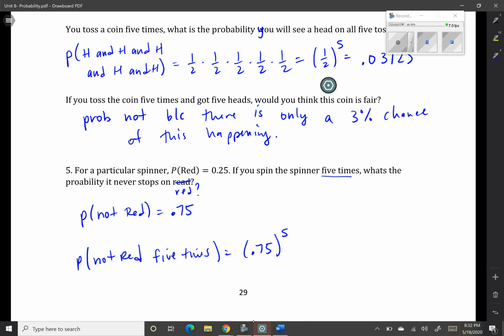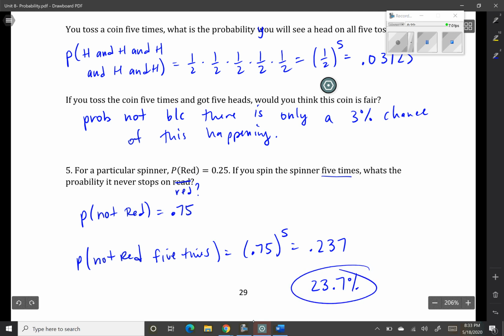So if I do 0.75 to the 5th power, I have a pretty good chance of this happening. So there's a 0.237, or about a 23.7% chance of happening. Seems somewhat likely, right? If I said there's a 23% chance of something happening, that's a lot more likely than 3%, right? Again, don't get caught up in what's likely and what's not likely. That's for another lesson. For right now, I'm just happy if you're able to find these probabilities and you're able to see that this new rule allows us to multiply independent probabilities.